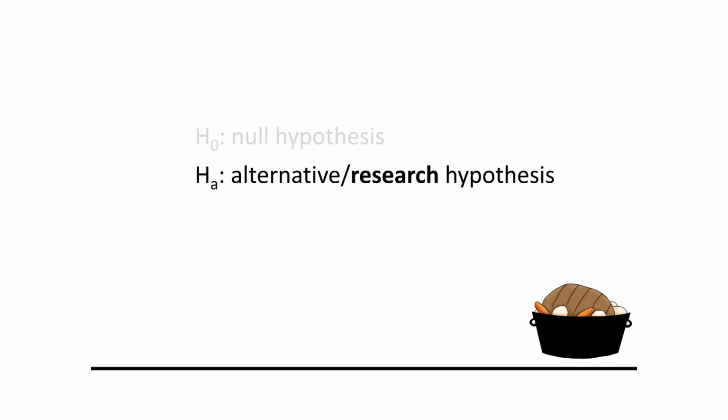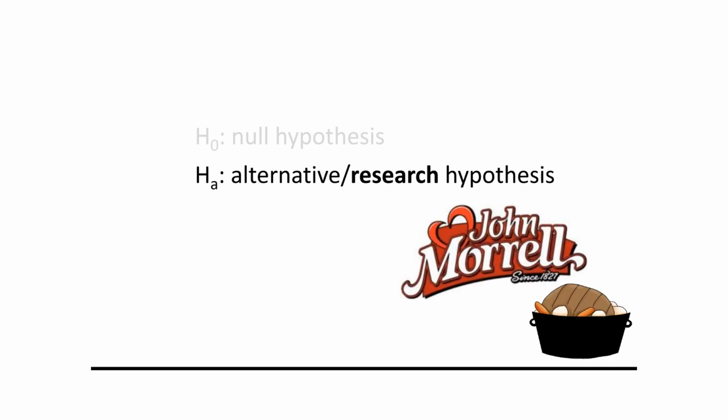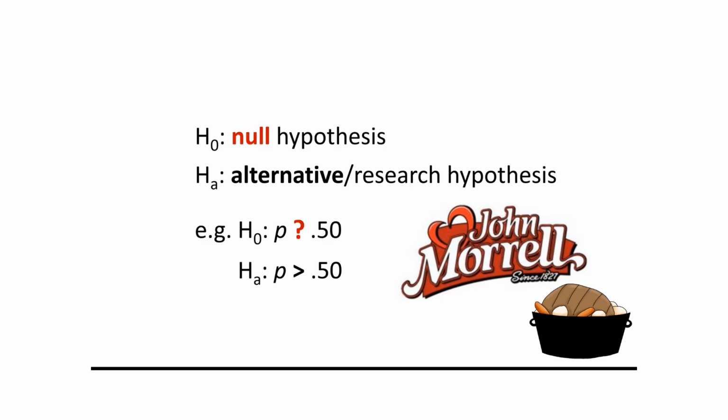For example, our research hypothesis could be beef pot roast made by Morel is the preferred choice of more than 50% of the consumer population. Once we've identified our research or alternative hypothesis, we can develop our null hypothesis. The null and alternative hypotheses are opposite of one another. Because our alternative hypothesis is the proportion is greater than 0.5, the null hypothesis, opposite of that, is that the proportion is less than or equal to 0.5.